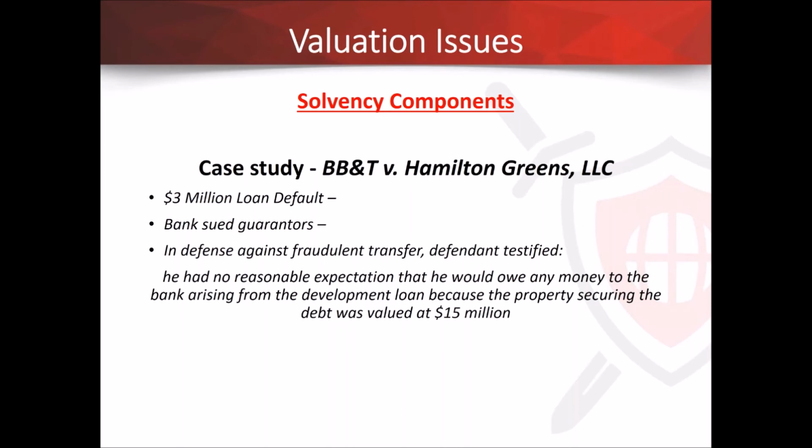But yeah, he testified that the property was at one point valued at $15 million. He said, at the time I made the transfers, this was a $15 million property. There were several other guarantors that were going to indemnify me also. They were supposed to cover this debt, so I had no reason to ever think that I was going to be called to pay any portion of this $3 million loan default. So there's your intent to avoid.